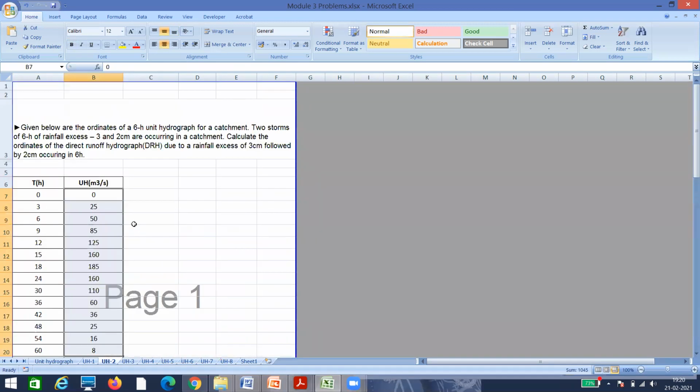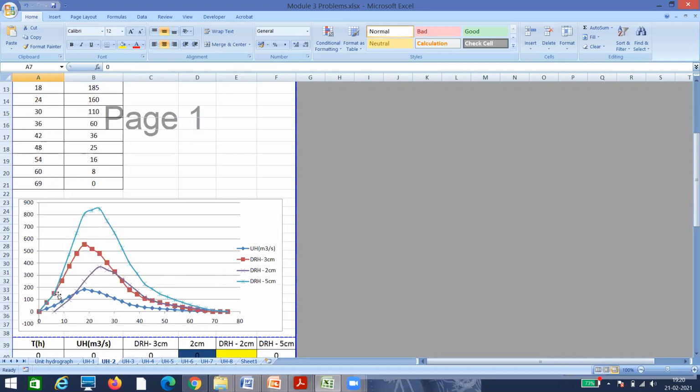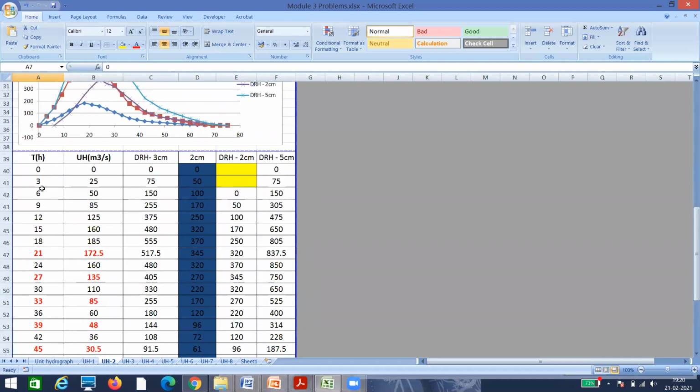Now here in this case, since two events are there, it is better that you have uniform time interval. So here you can see in the beginning it is 0, 3, 6, 9, 12, 15, 18, 24. In between, the data is missing. It would be advisable, if you're a newcomer, to fill in the data before you do the analysis.